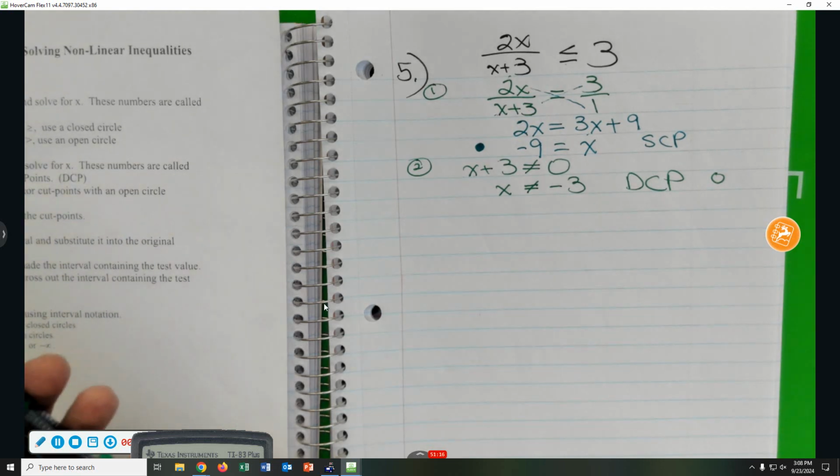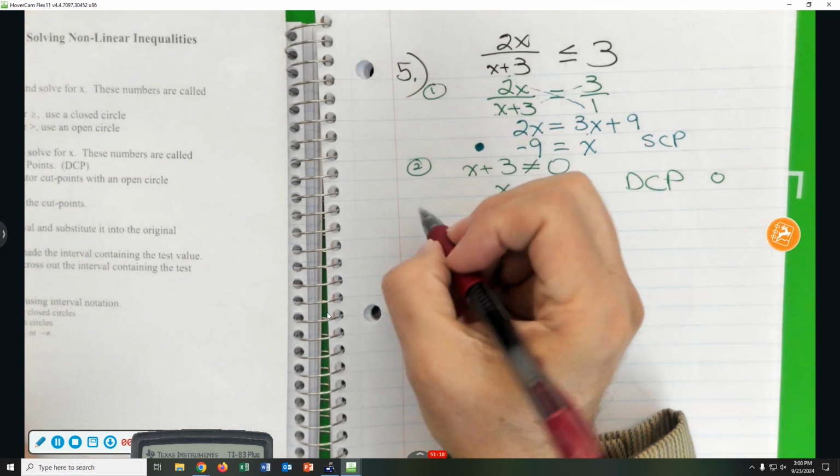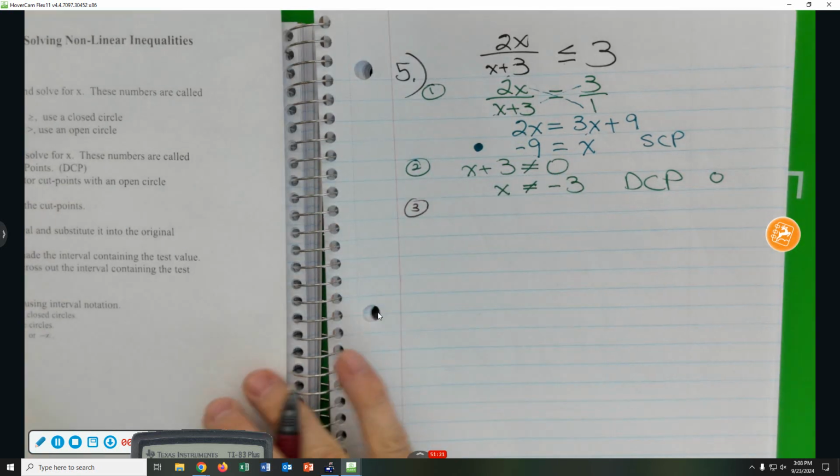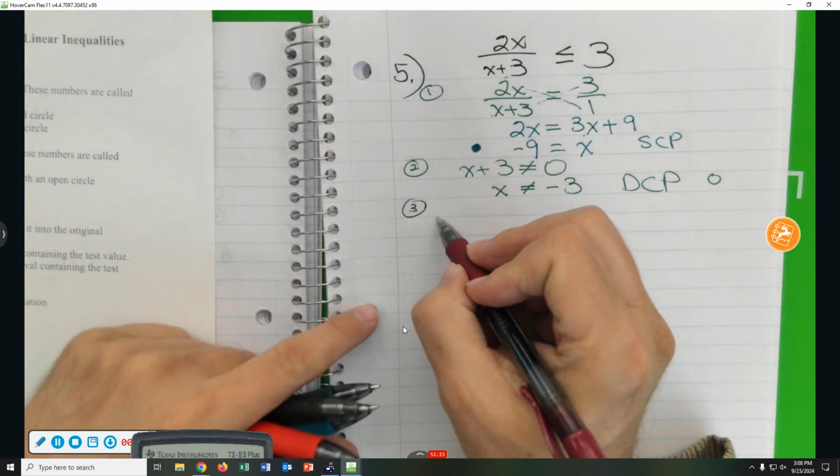Third step. What's the third step? Draw the number line. I'm glad you know that, Tony.